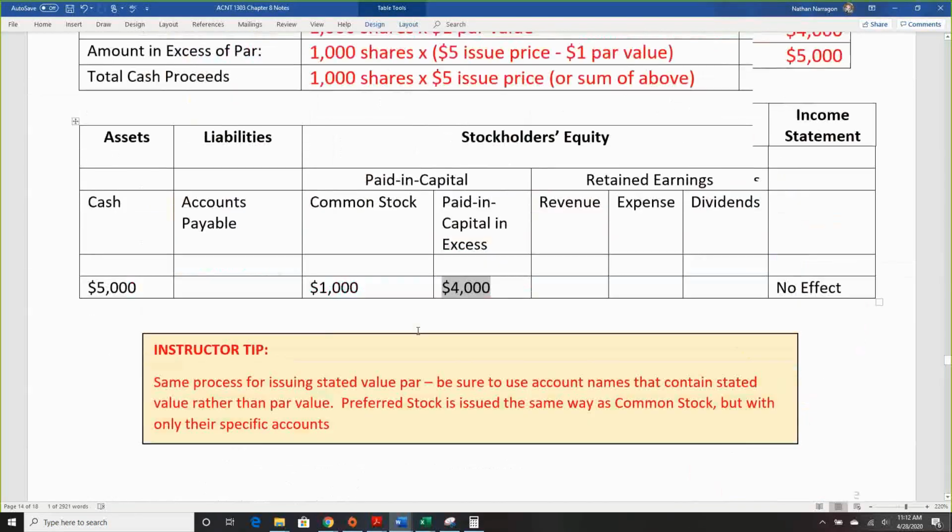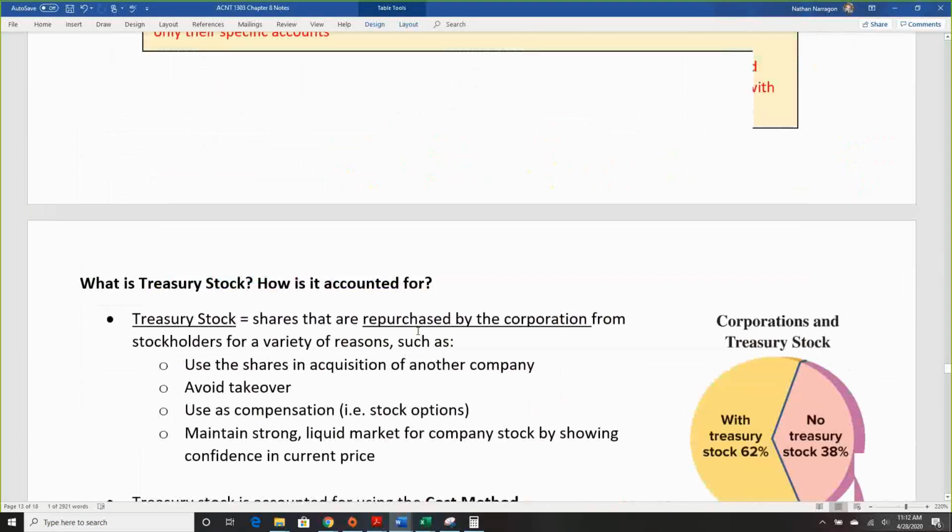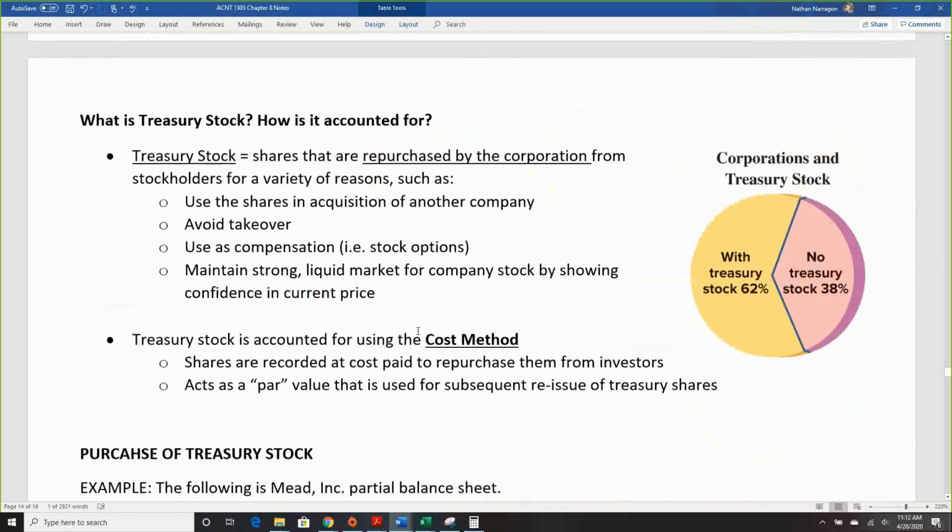So, that's nice, but what happens when a company wants to purchase its own stock? Which happens actually a lot. Companies do purchase, as you can see with the graphic. 62% of corporations have treasury stock. And treasury stock is basically a contra equity account, which means on our tabular, it is going to show up as a negative number. So be careful of that.